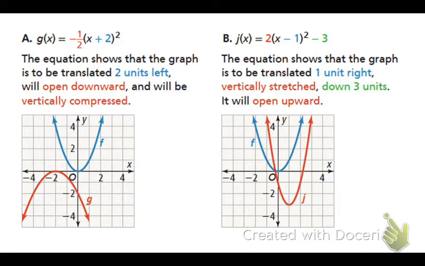What's this negative 1 do to it? Move it to the right. Okay, so 0, 0 is going to go to 1. And what's the 3 do? Down. That one's the same way. Down 3. So let's look at this. The blue is the parent function. So we said the vertex is going to go to 1, negative 3. Did it go to 1, negative 3? Yeah. Is it narrower than the parent function? Yes.